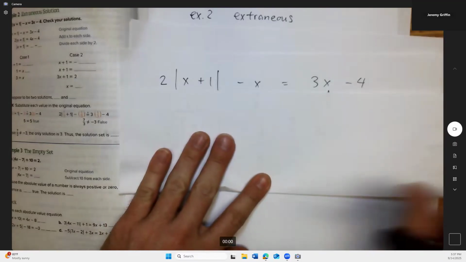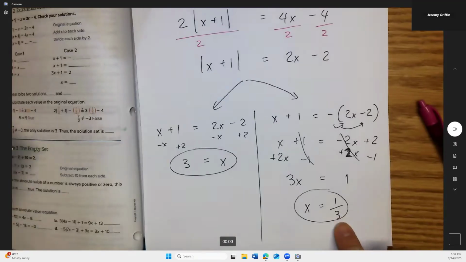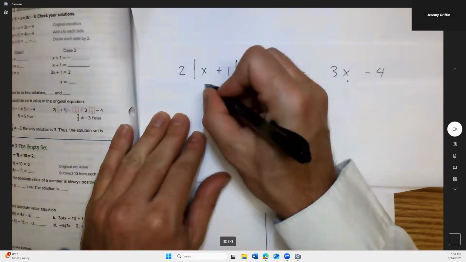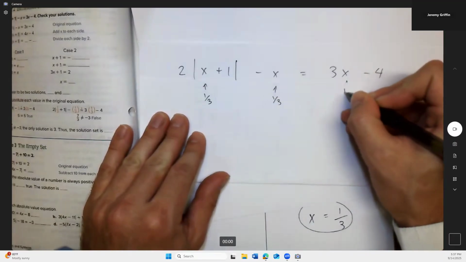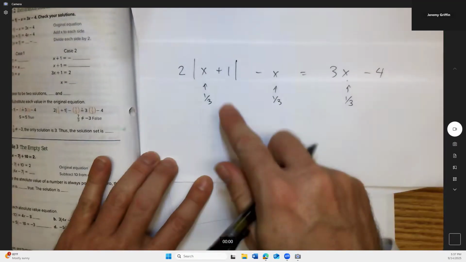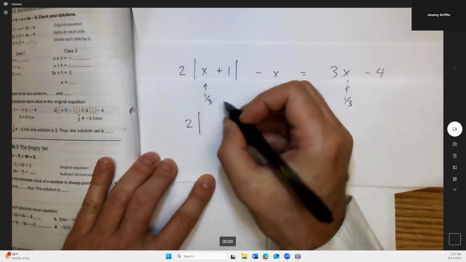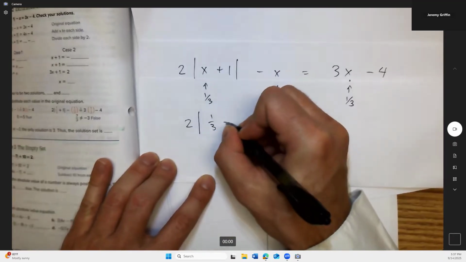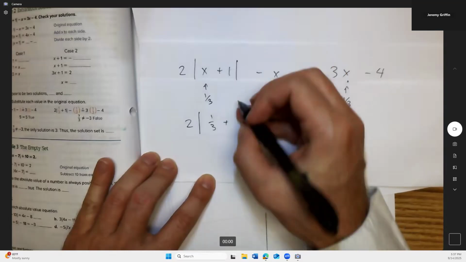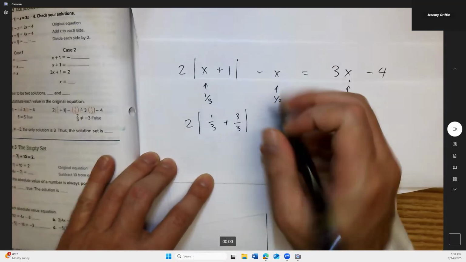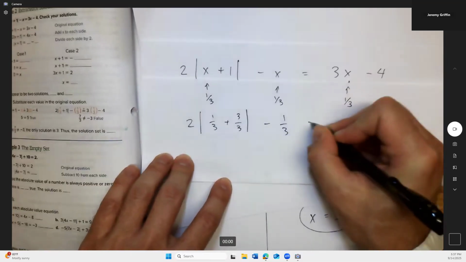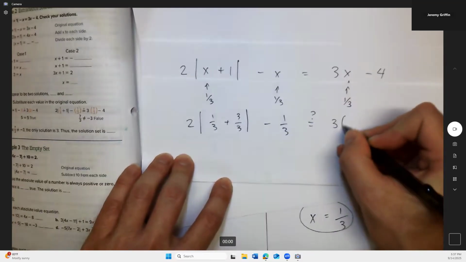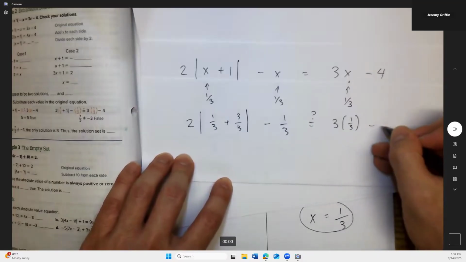Okay, what if I plug in what was my other solution? It was 1/3. Okay? So let's see, does 1/3 work? What if I plug in 1 over 3 everywhere and see what happens. So I got 2 times absolute value of 1/3 plus 1. Now, 1 here, I'll save myself a step, is that same thing as 3 over 3? Just giving a common denominator. Then minus 1/3, is that equal to 3 times the third, and then minus 4?